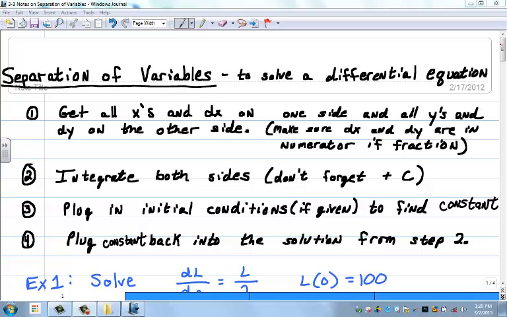Good morning, kids. Today we're going to talk about separation of variables to find the solution of a differential equation. This is really quite straightforward. I'll go through the steps and then I recommend you pause the video to take them down, and then we'll go through 4 different examples.